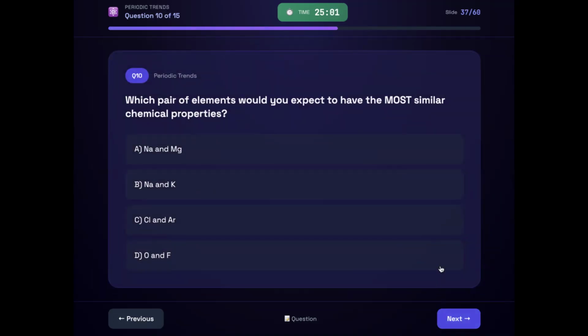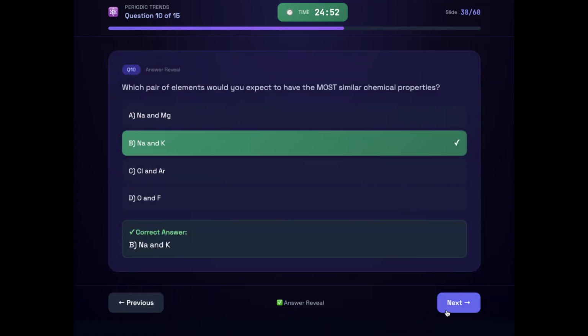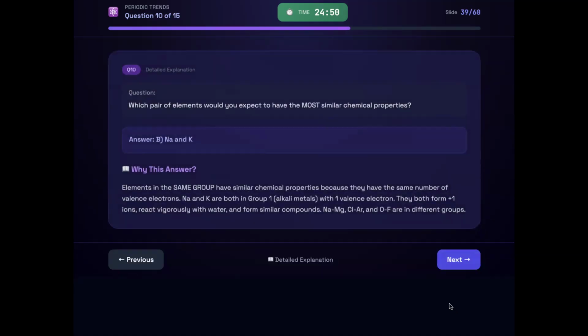Which pair of elements would you expect to have the most similar chemical properties? Sodium and magnesium, sodium and potassium, chlorine and argon, or oxygen and fluorine? Of course, it's sodium and potassium. They are in the same group. Elements in the same group have similar chemical properties because they have the same number of valence electrons. Sodium and potassium are both in group 1 with 1 valence electron. They both form +1 ions.